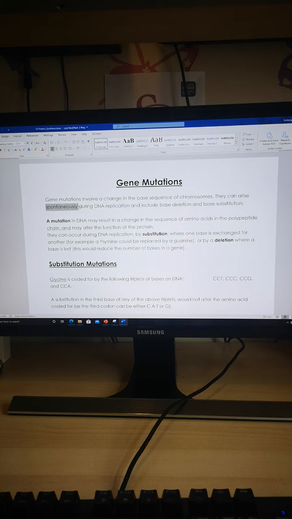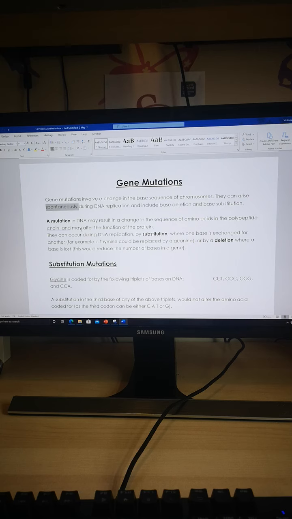I'd underline this word spontaneously as well, because sometimes students have a misconception that you have to have something causing a mutation, something like an X-ray or something like that. But actually, gene mutations happen spontaneously as natural events, and as I alluded to earlier, are really important in natural selection, because you need a mutation to give you the variation in a population to be selected for. So we will come back to the idea of gene mutations that are of benefit to organisms in a later topic this year.